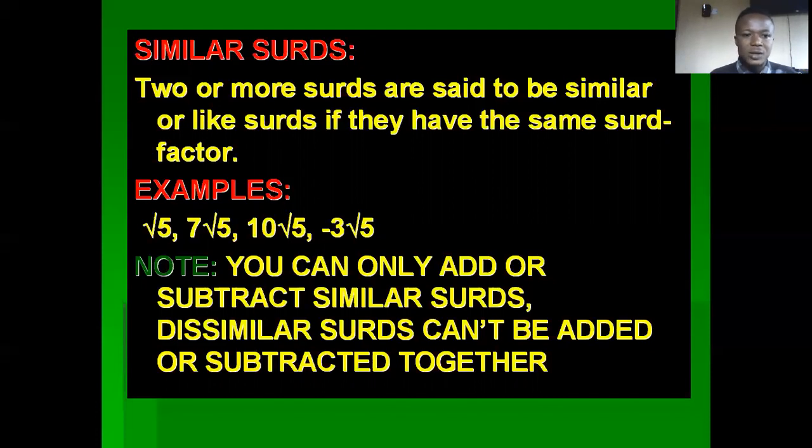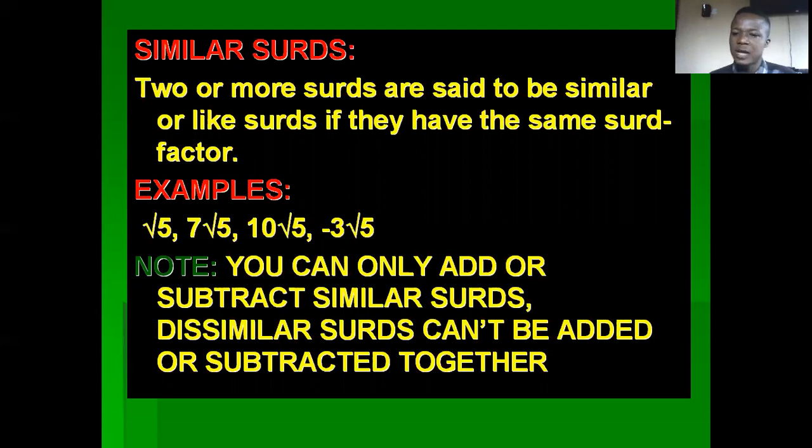7 surd 5, 10 surd 5, minus 3 surd 5. You see that all of them have the same number in their square root. Because they have the same number in their roots, they are said to be what? Similar. Note, you can only add or subtract similar surds together.